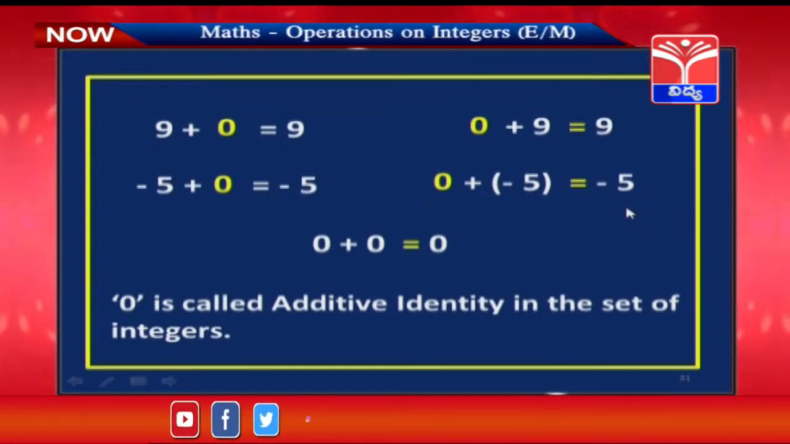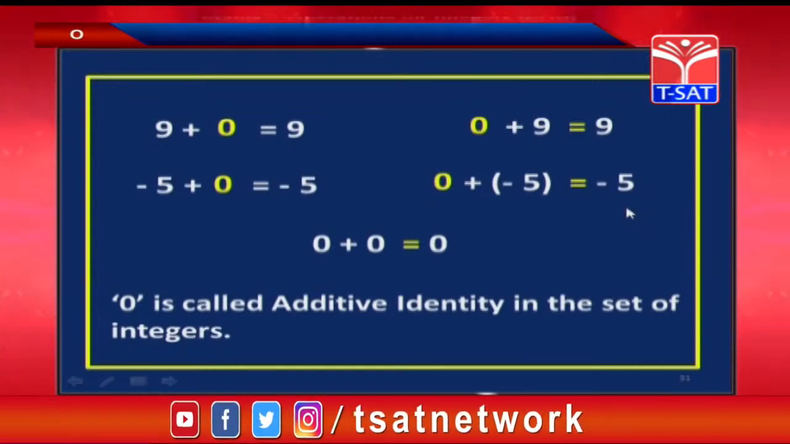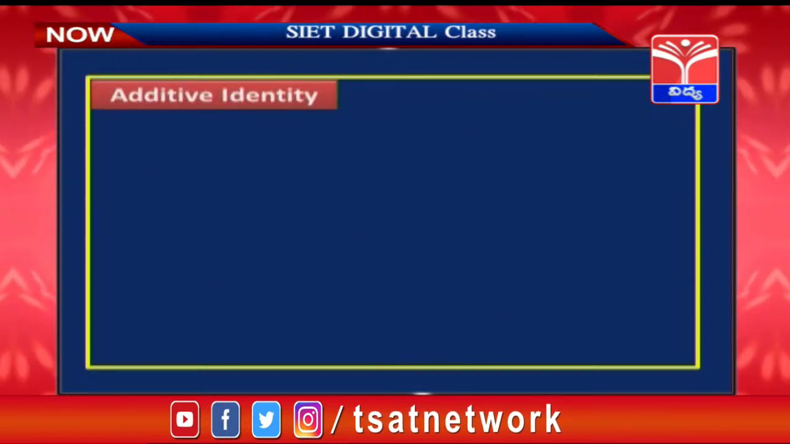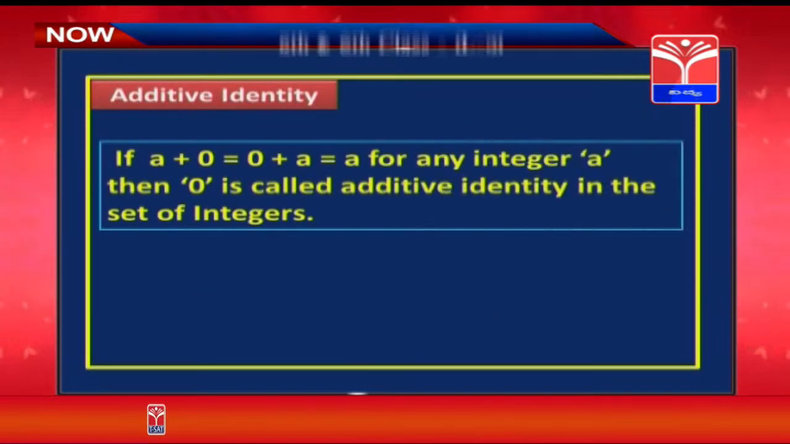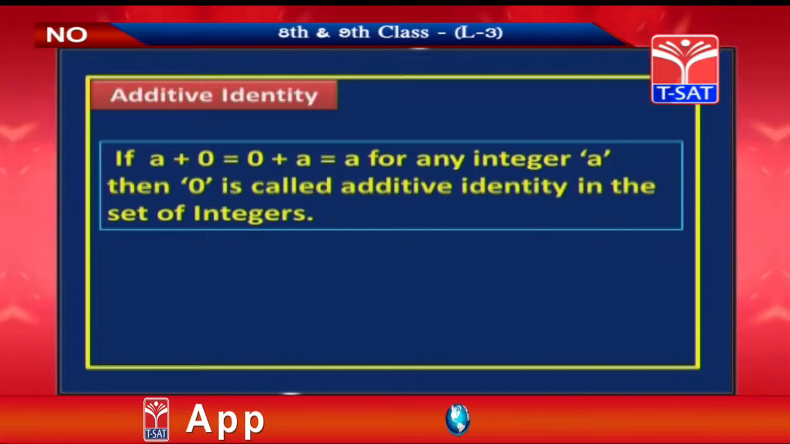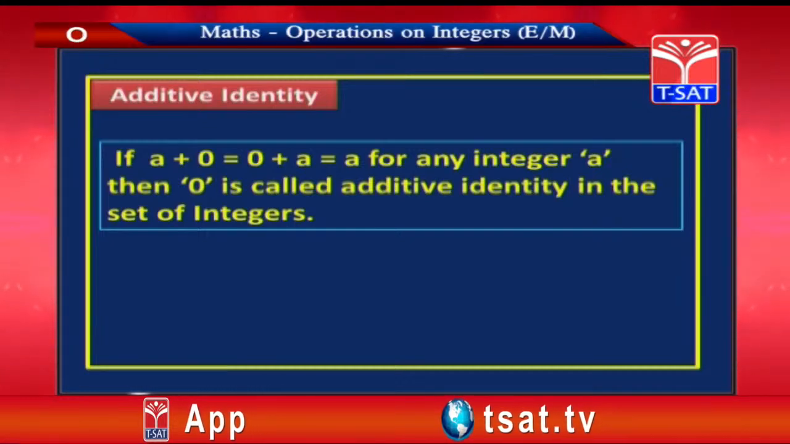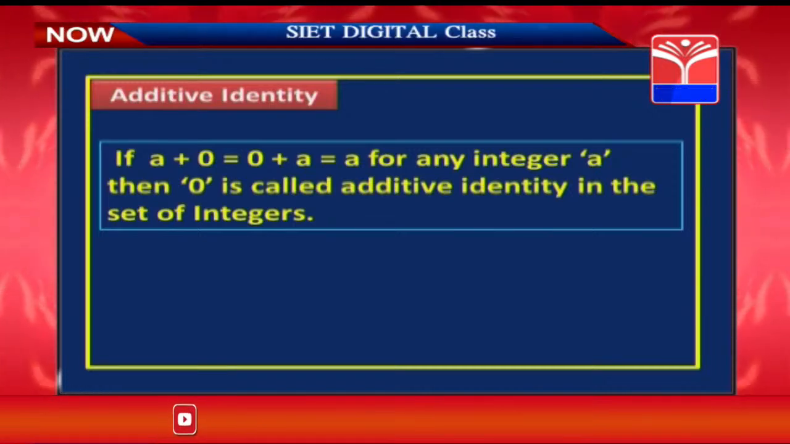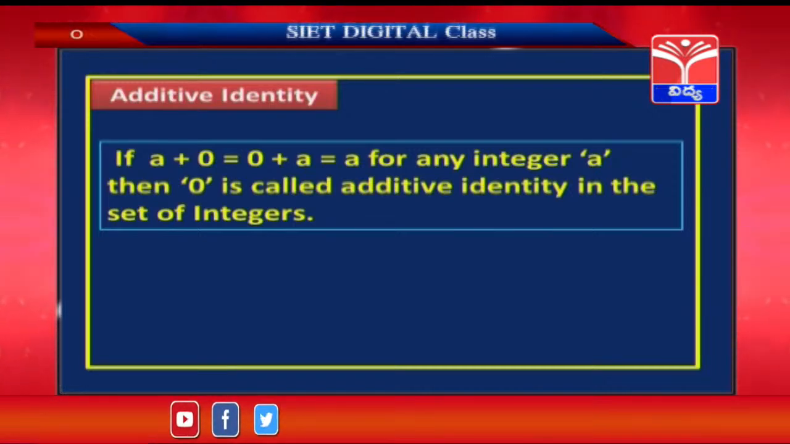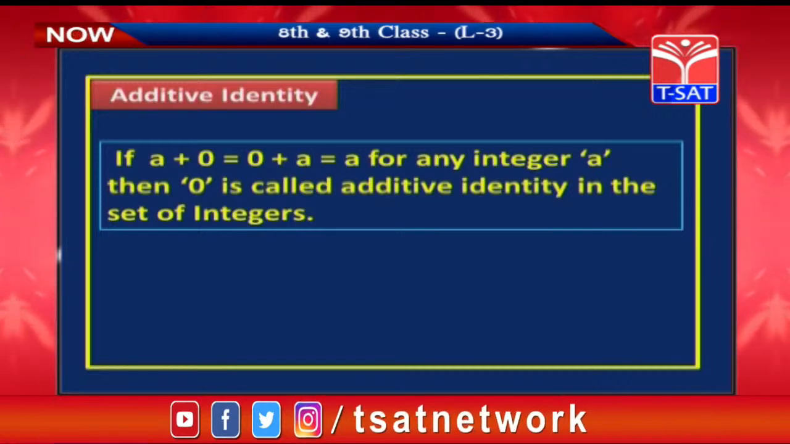Now let us define what actually an additive identity is. Okay children. So additive identity means if a plus 0 equal to 0 plus a equal to a for any integer a, then 0 is called additive identity in the set of integers. Let us move on to our next property, children.